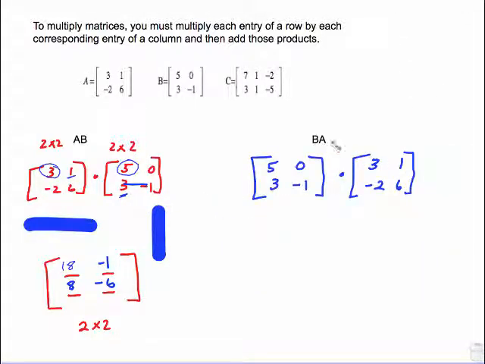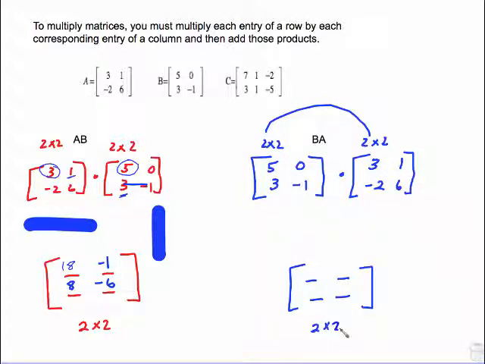I want to do the product BA, and before we do the product, we want to check the dimensions. That's a 2 by 2 times another 2 by 2. Because the 2's match in the middle, these are multipliable, and my solution matrix will be a 2 by 2. So I'm laying out the blanks, and I know this will be a 2 by 2.